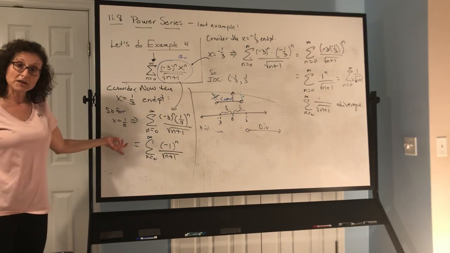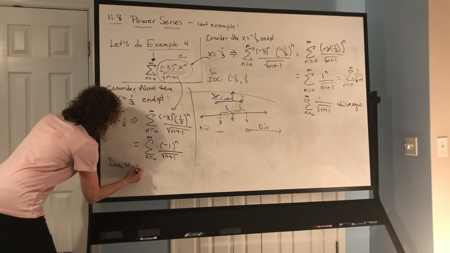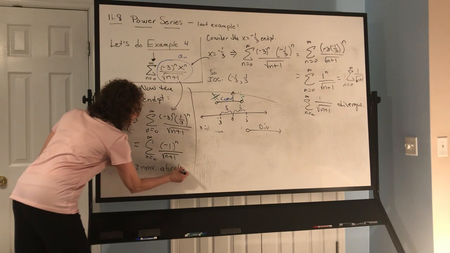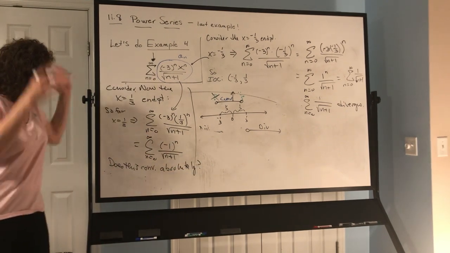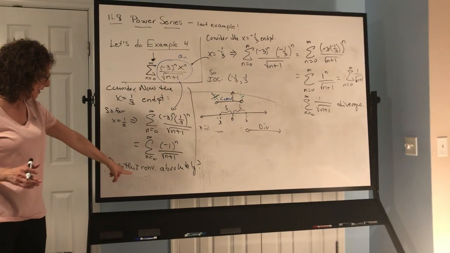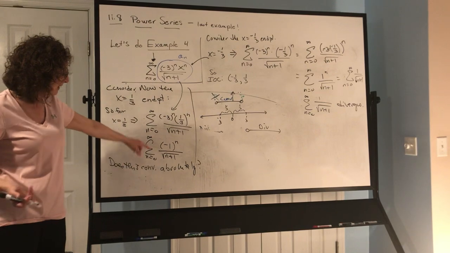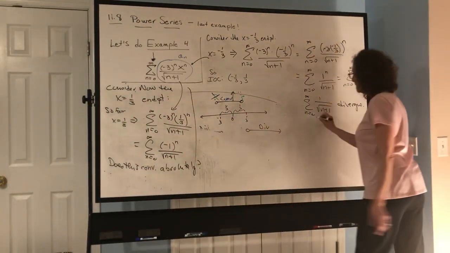This is the series we want to know. Does this series converge? Absolutely. That's what we usually do when we have negative things. We look for absolute convergence. So do we have absolute convergence? No way, right? Because what is the absolute value of this series? It's this one we already looked at.